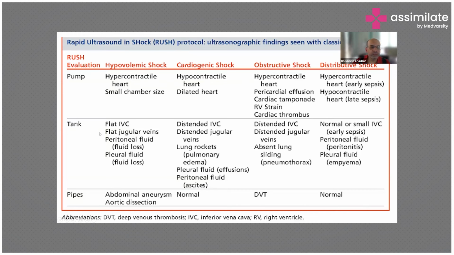Same goes for the tank. You see flattened IVCs. You'll see fluid losses in other parts. You might have a FAST scan positive in cases where bleeding is present. In cardiogenic shock, it will be the opposite. The IVC will be distended.